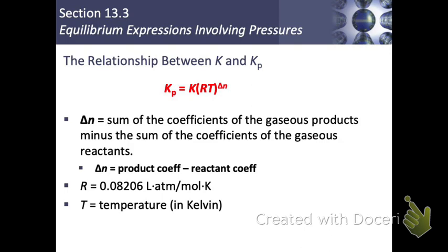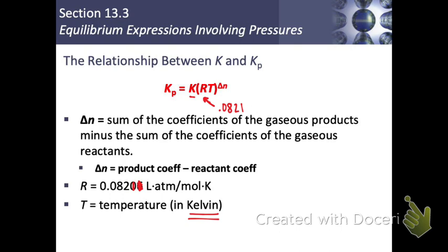This says Kp is equal to K times R. What is R? 0.0821, right? That's something we learned way back when we did gas laws: PV equals nRT, and R is 0.0821. And again, this says 0.206, but I just like it to be 0.0821. T is going to be our temperature. It does have to be in Kelvin.